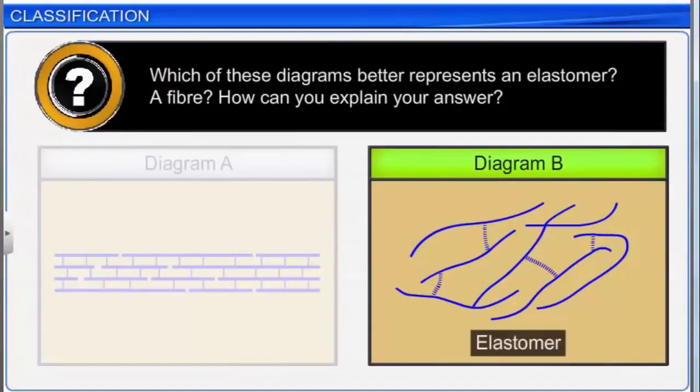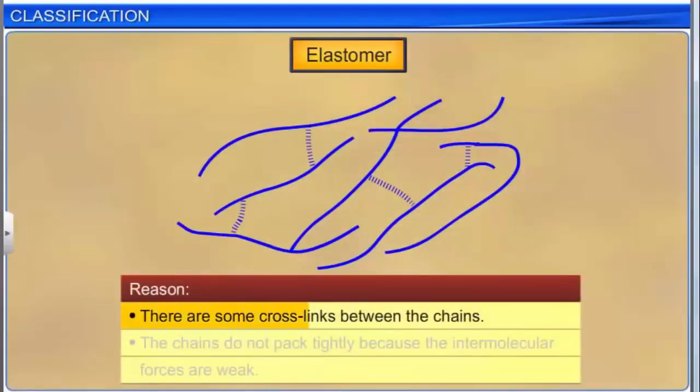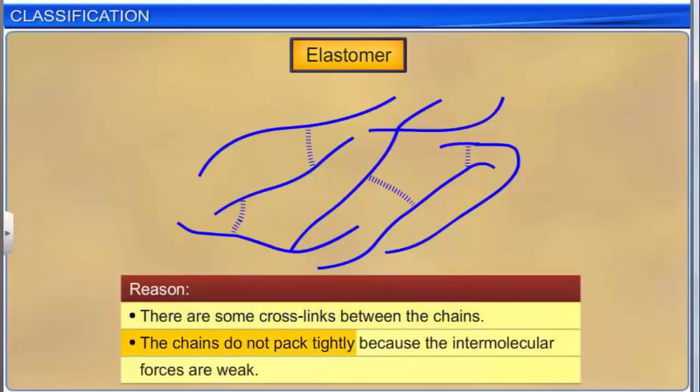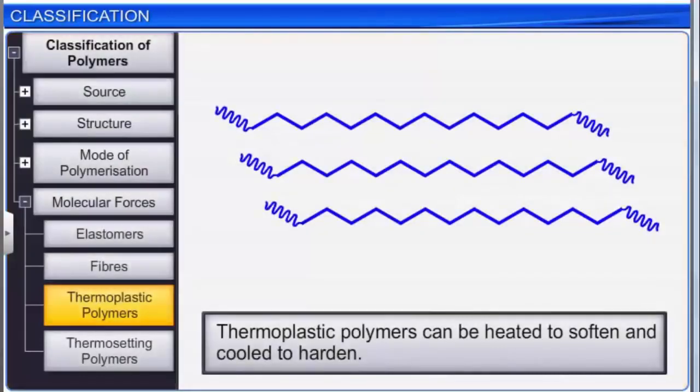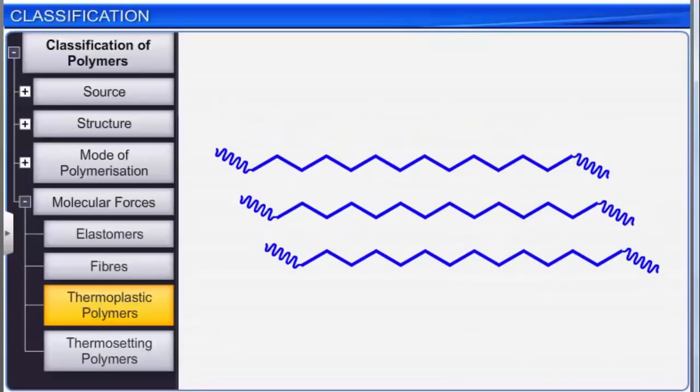Diagram B represents an elastomer. There are some cross-links between the chains, but the chains do not pack tightly because the intermolecular forces are weak. Thermoplastic polymers can be heated to soften and cooled to harden. Plastics that soften on heating and regain their original properties on cooling are called thermoplastic polymers.